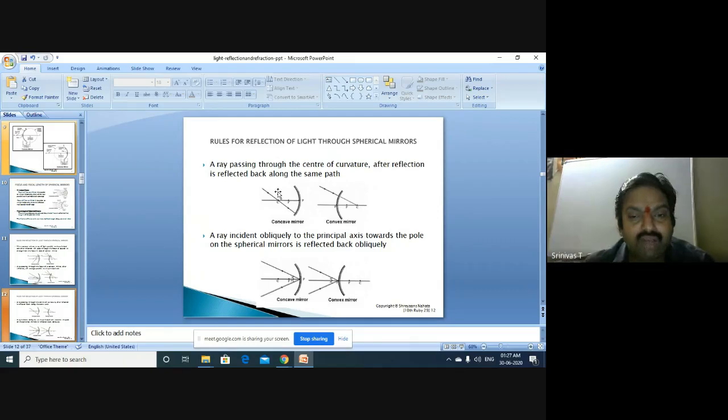A convex mirror is also the same. In the case of a convex mirror also, the light rays coming via the center of curvature will reflect back in the same direction. Similarly, a ray incident obliquely to the principal axis, toward the pole on the spherical mirror, is reflected back obliquely. If there is oblique incidence, there will be oblique reflection. So that's what we have: oblique incidence and oblique reflection.